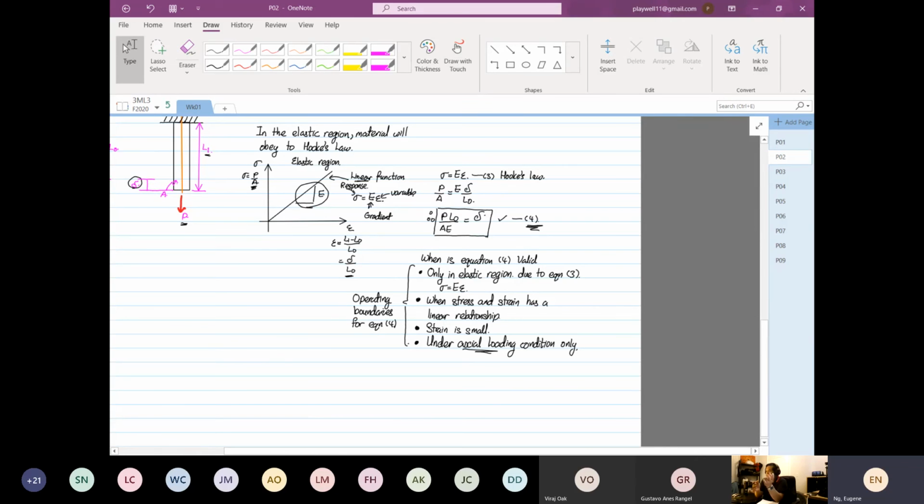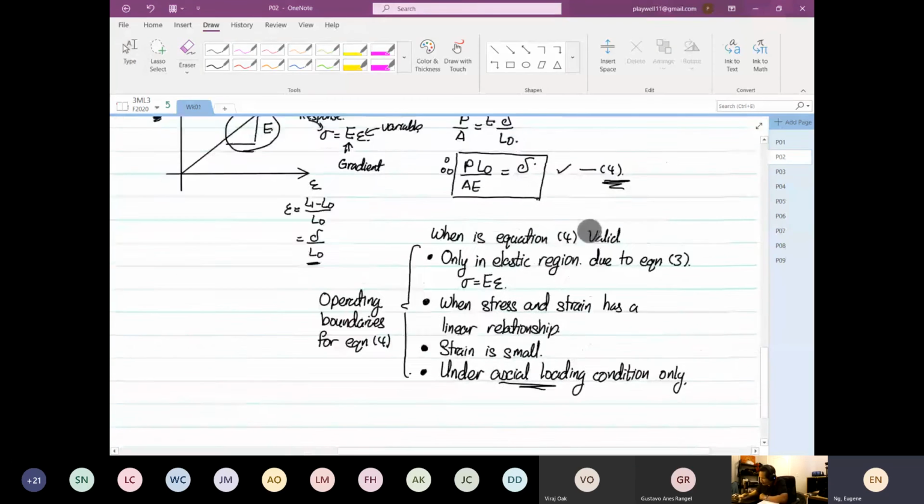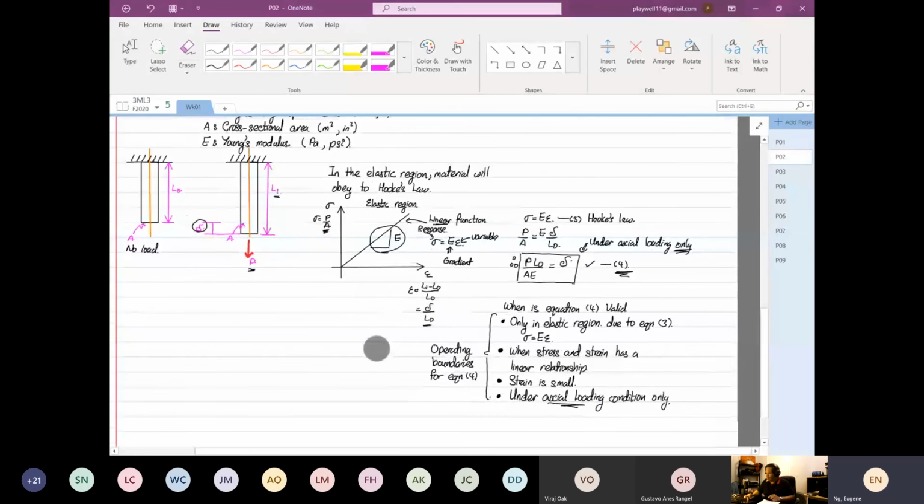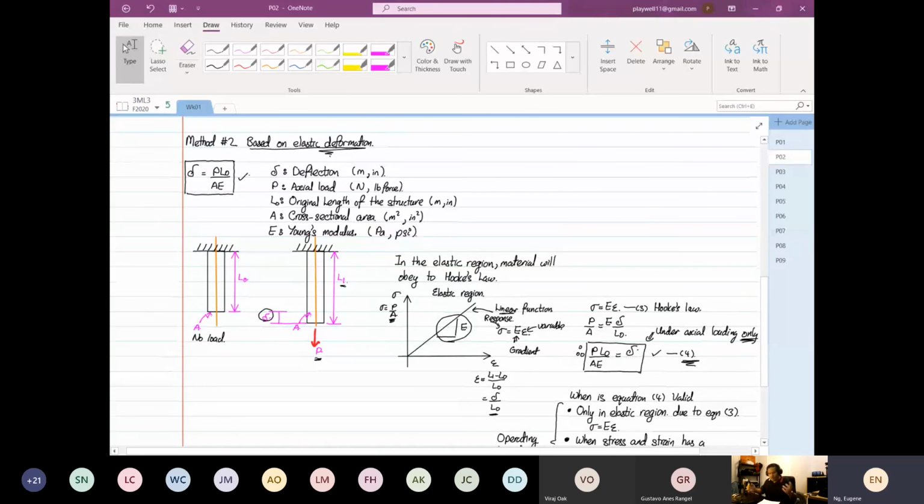So now if we were to calculate deflection when the structure is under bending moment, equation 4 cannot be used anymore. I repeat again, if the structure is under bending moment, this equation is not valid. This is only purely for axial loading only. Okay, only, nothing else. So this is something relatively new. Some of you have seen it before.